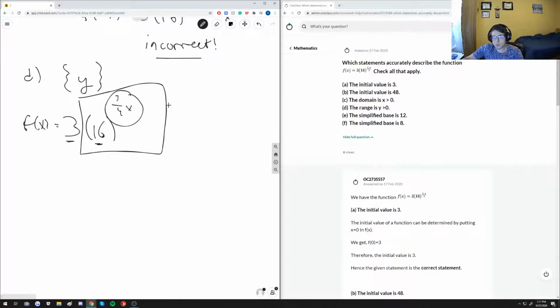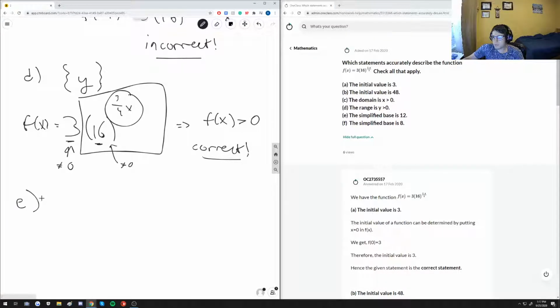And y will also never be 0, because this number is non-zero, this 3 coefficient, and you can never raise any base to an exponent and get 0. So this will never be 0. So for that reason, we can conclude that f of x is always going to be greater than 0, meaning that our statement is correct. Okay?